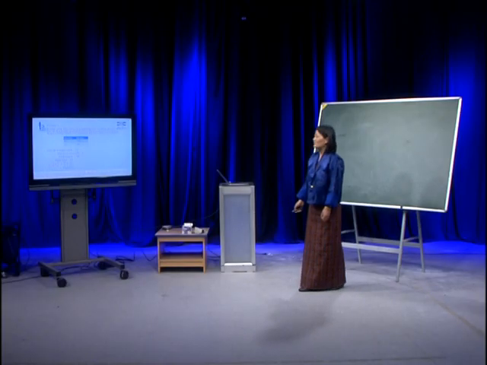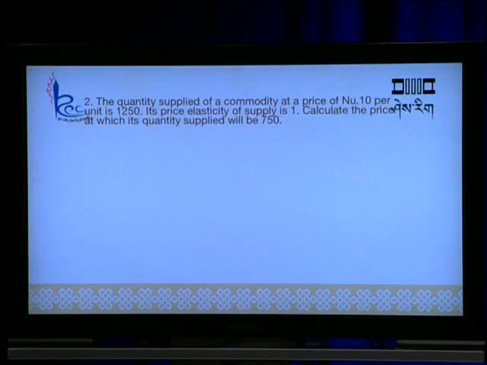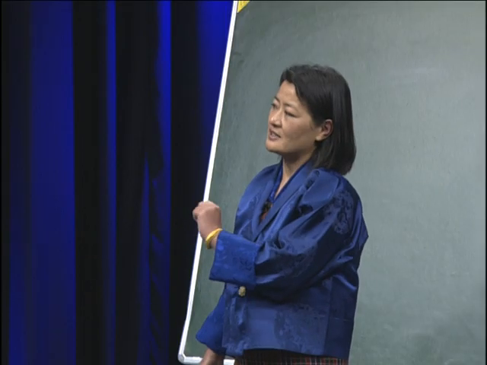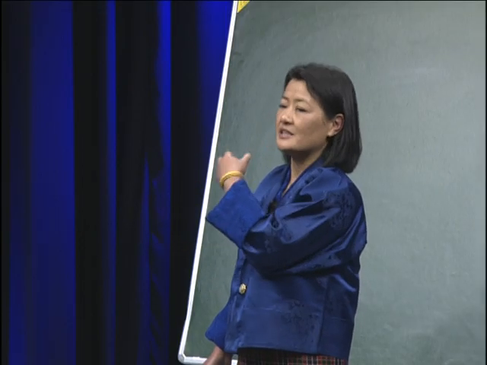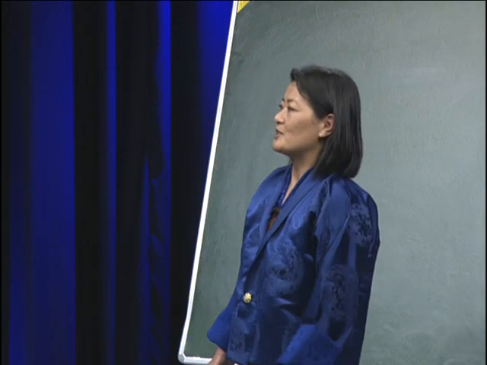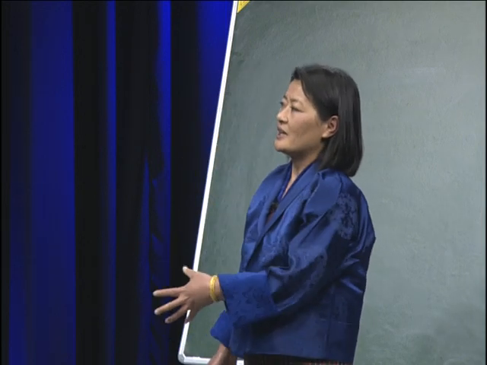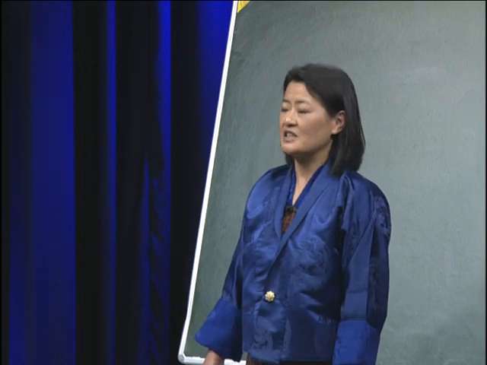Now let us look into another problem which is slightly different from the previous one. Number 2 says: the quantity supplied of a commodity at a price of Niltrum 10 per unit is 1250. Its price elasticity of supply is 1. Here elasticity is already given, and you are asked to find out the new price at which the quantity supplied will be 750 kg.